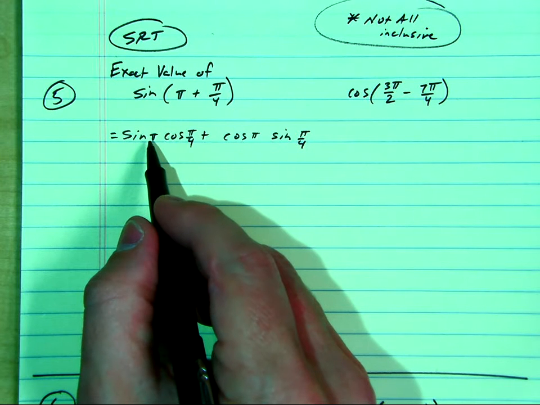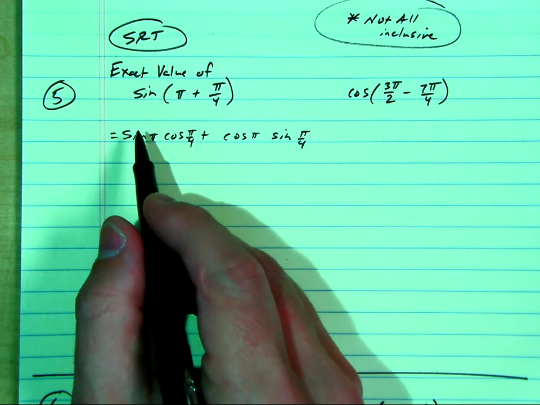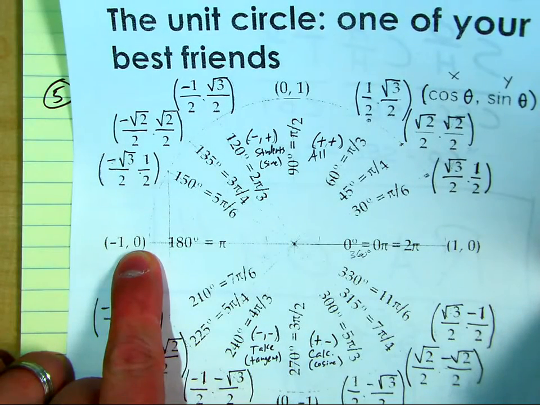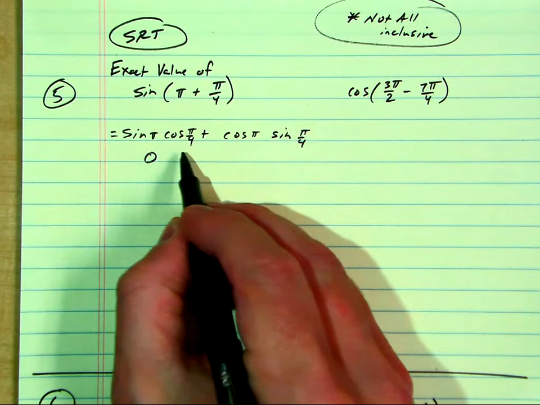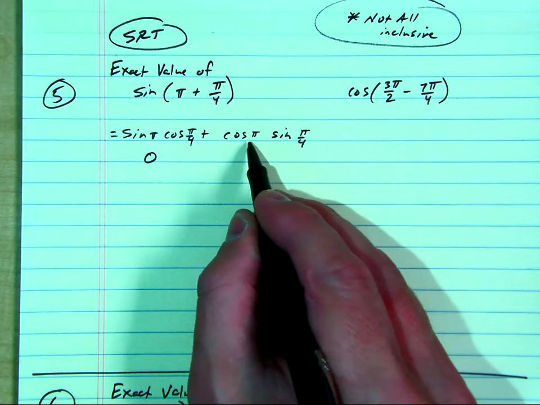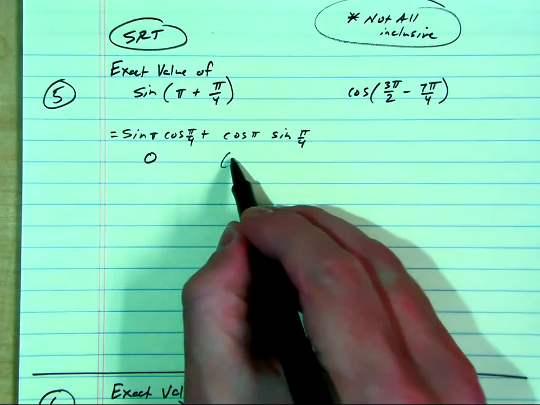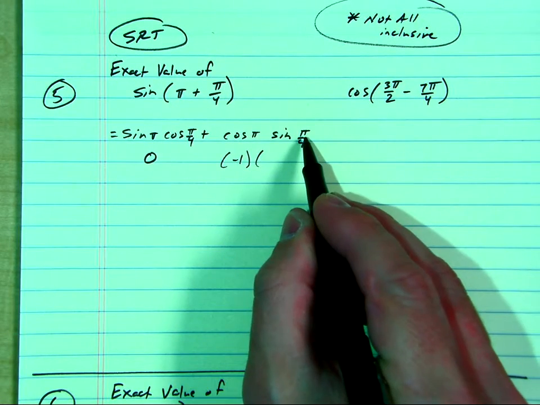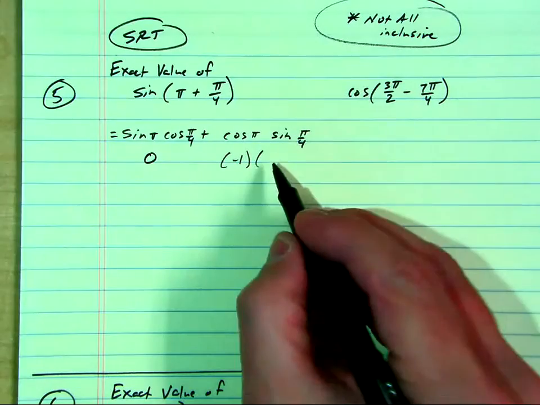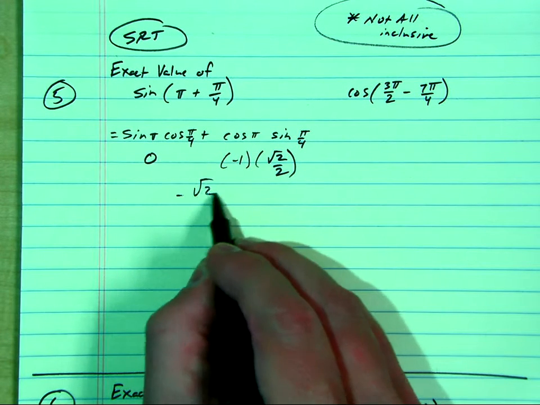So what's the sine of pi? Pi is right there. What's the sine? 0. That's interesting. So that's going to make this one go away, because I don't even care what that is when it's multiplied by 0. I'm just left with cosine of pi, -1, times the sine of pi over 4. Isn't the sine of pi over 4 right there? Rad 2 over 2. Okay, and so the answer, isn't that negative rad 2 over 2?